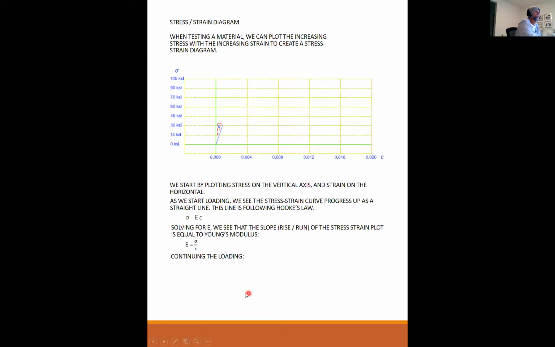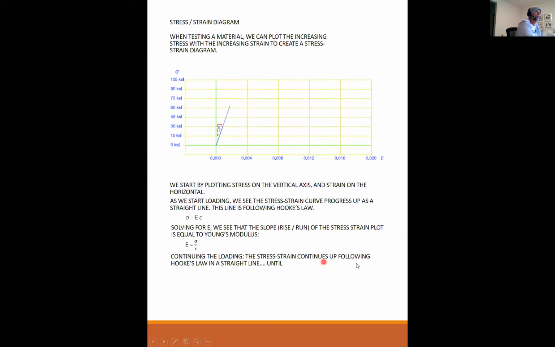If we continue the loading, it continues up at a straight line. The stress line continues up following Hooke's law in a straight line until, okay, I'm sure you all have already gathered that this will not go forever. Every material has a material limit. And so sooner or later, we're going to hit some kind of material-based limit. And what happens is this thing starts curving and leveling off.